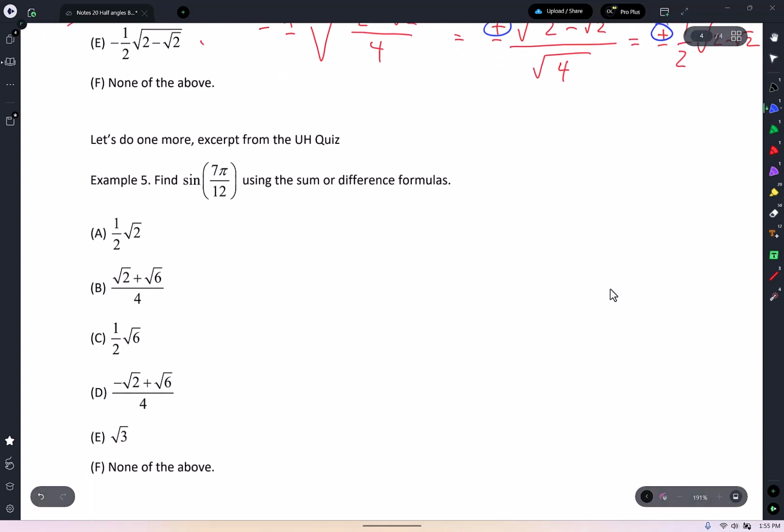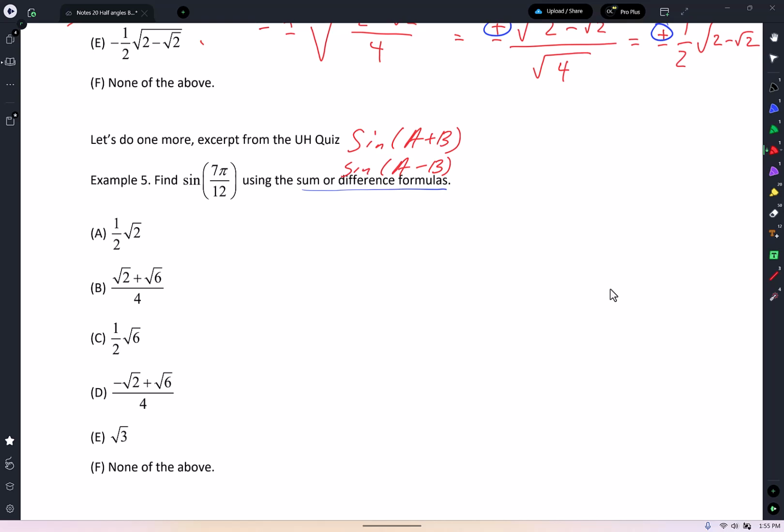It'll be fast. So look, I think you're going to like this question too. All right, guys, look what it says. Example 5. Find sine of 7 pi over 12 using the sum or difference formulas. So here's what they want you to do. They want you to use either sine of A plus B or sine of A minus B. Chav, which one should I use? Whichever one you want, whatever you think is easiest for you.